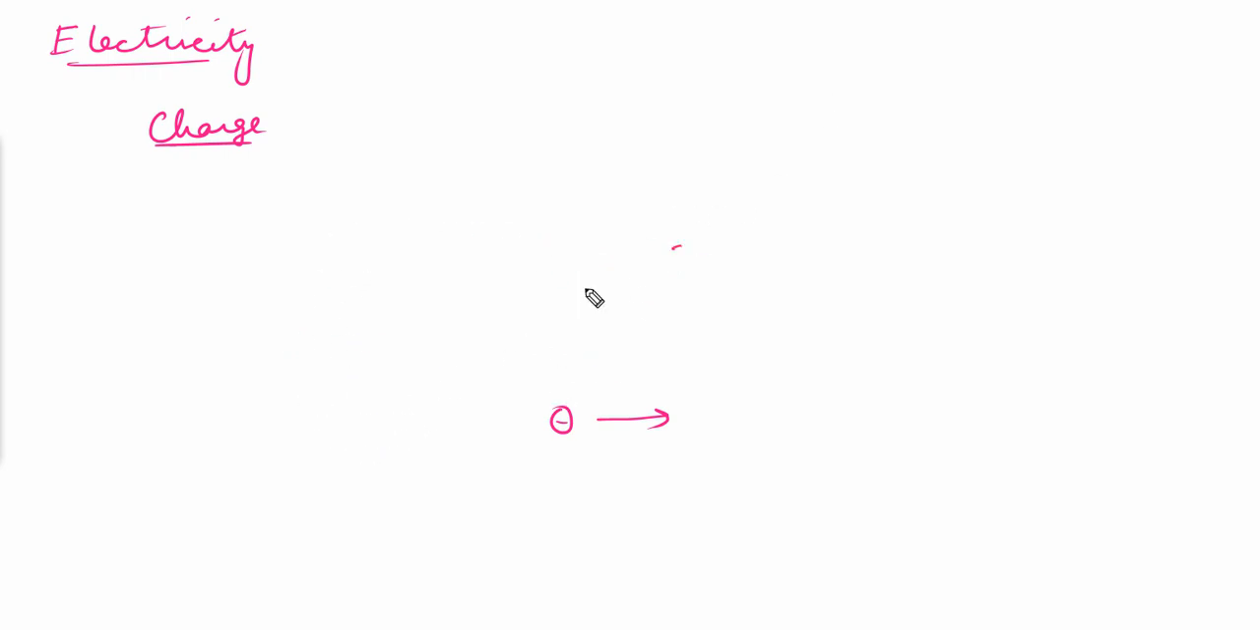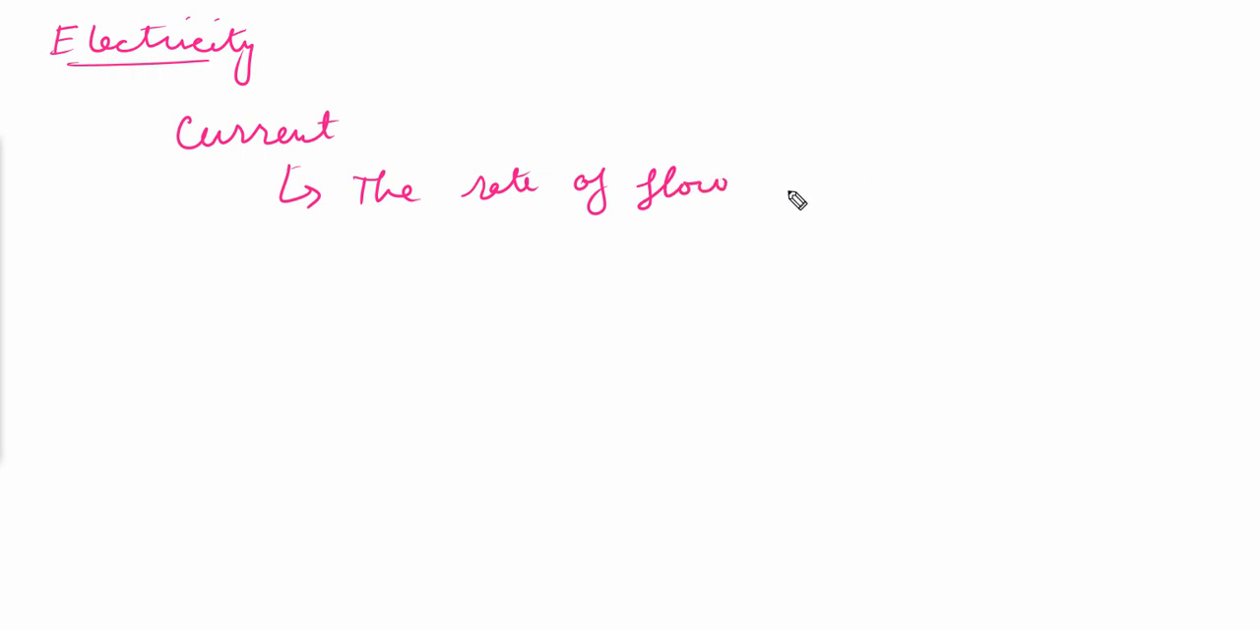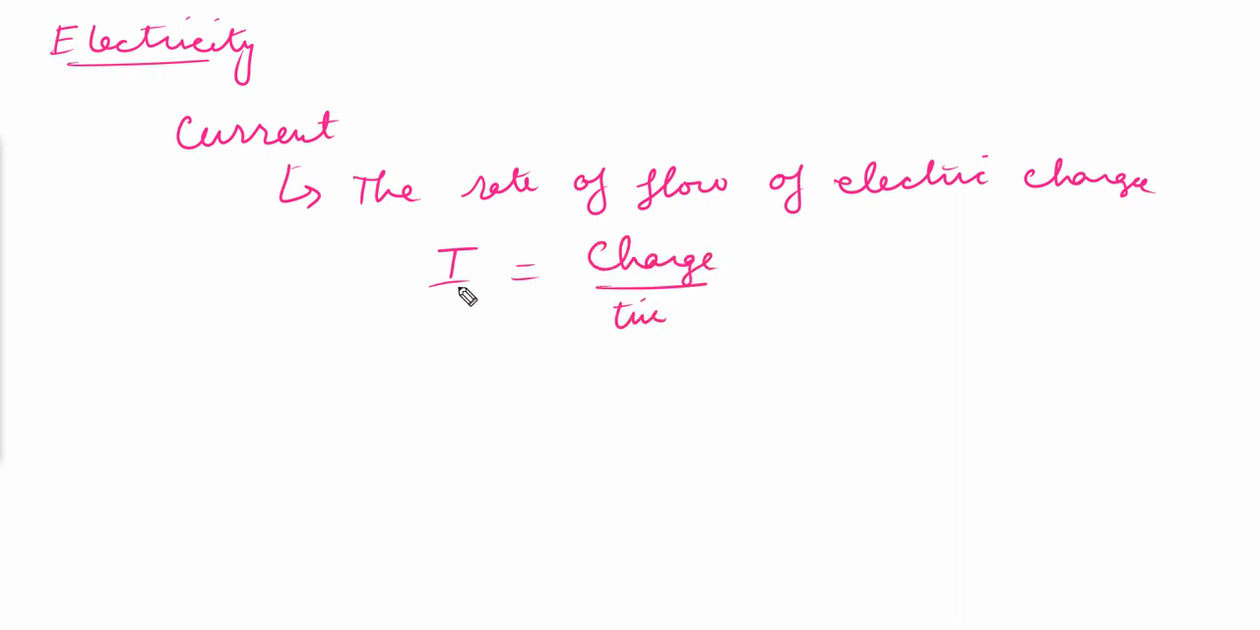Current flows due to the flow of charge, so I can relate the current with the charge as well. Let's discuss current. Current is the rate of flow of electric charge. So current is equal to charge over time, where we represent current with the symbol I, charge with the symbol Q, and time with the symbol T. So it will be I equals Q over T.